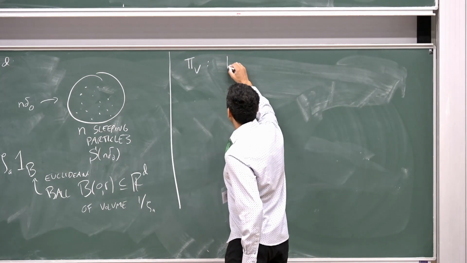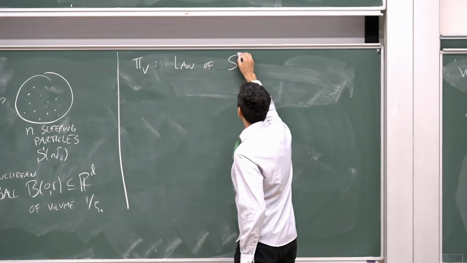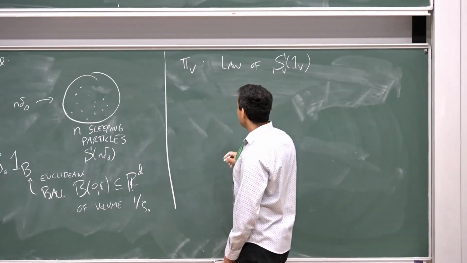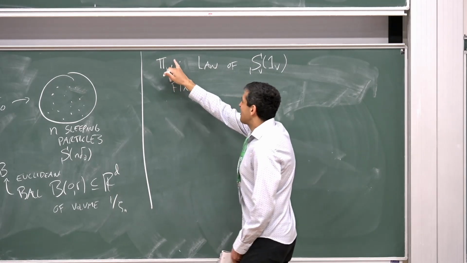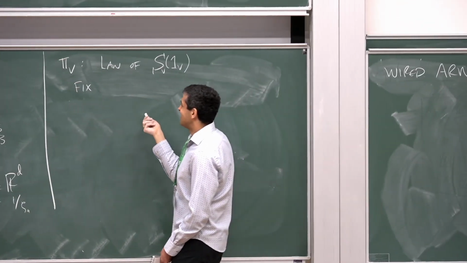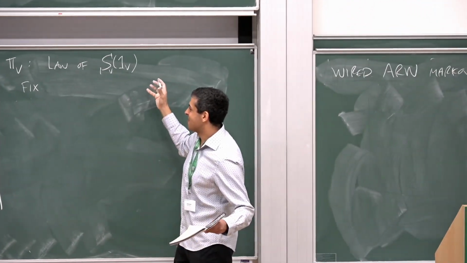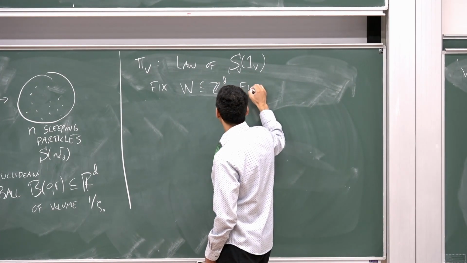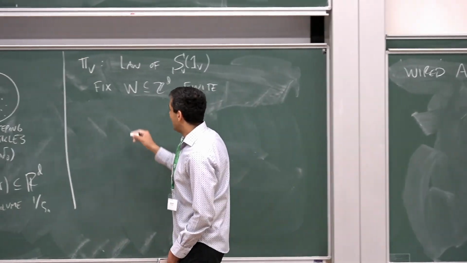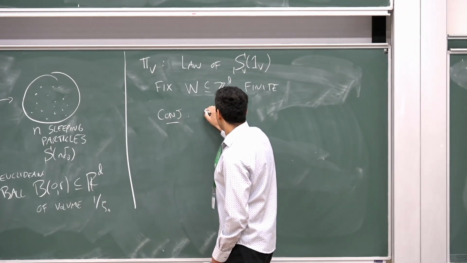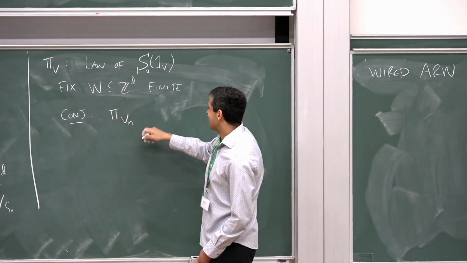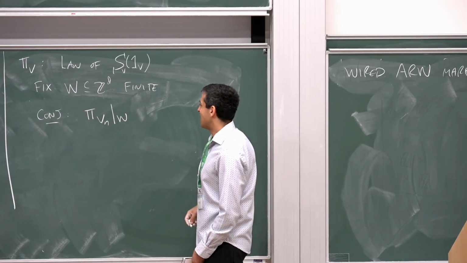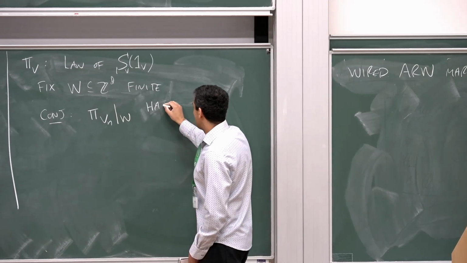So let's say pi_V be the law of this stationary state S(1_V). The way to think about it, we're going to take an infinite volume limit, as they call it in physics, which is like looking at a small piece of a very large configuration. So we'll fix a finite window W to look at, and then look at a growing sequence of sets Vn. For each Vn, we have a stationary distribution on Vn, and we'll restrict it to this fixed finite window. So the conjecture is these measures have a limit.